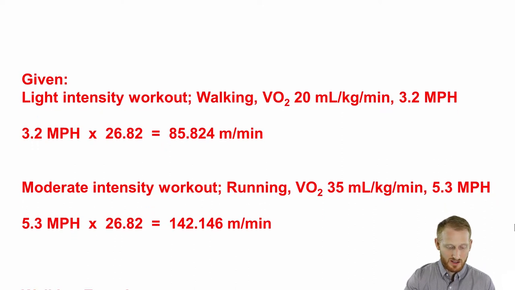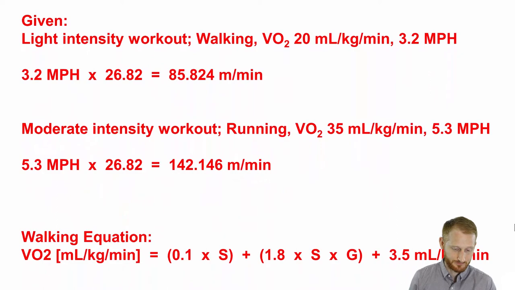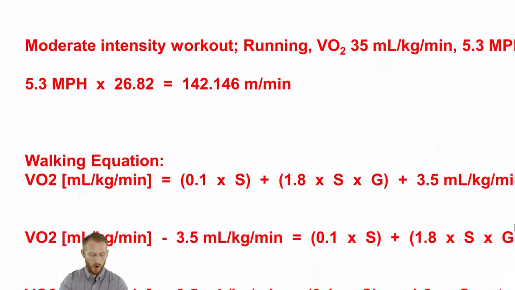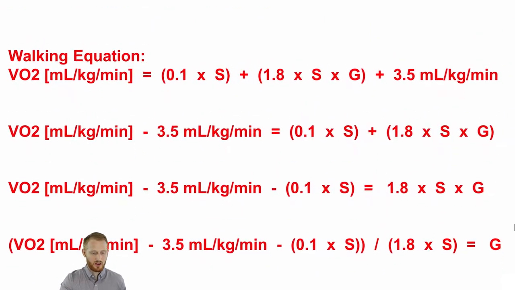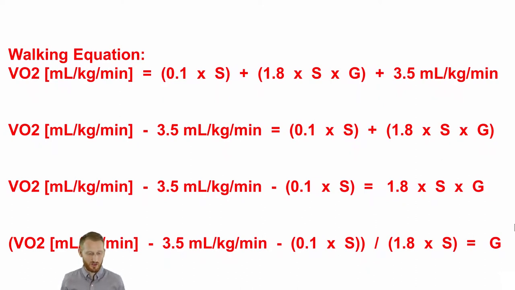All right, so now let's look at the equations we're going to be using. Let's start with the walking equation. We're going to be doing a number of rearranging steps, but the starting place for the walking equation is VO2 in relative terms, so milliliters of oxygen per kilogram of body mass per minute, is equal to (0.1 times the speed) plus (1.8 times the speed times the grade) plus 3.5, which is our resting component to all this.